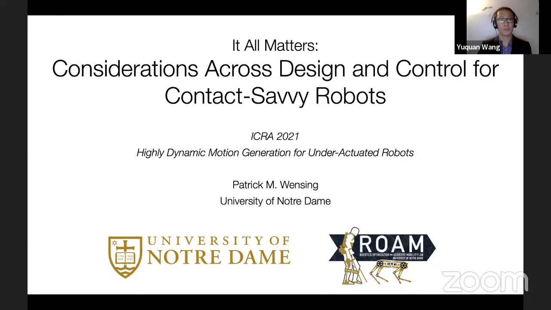So I'm excited to talk about some considerations across design and control for contact-savvy robots. Johan had asked me specifically to talk about some of the design work that I'll be speaking on from some of my postdoc work, and then transitioning to some of the work I've been doing at Notre Dame.